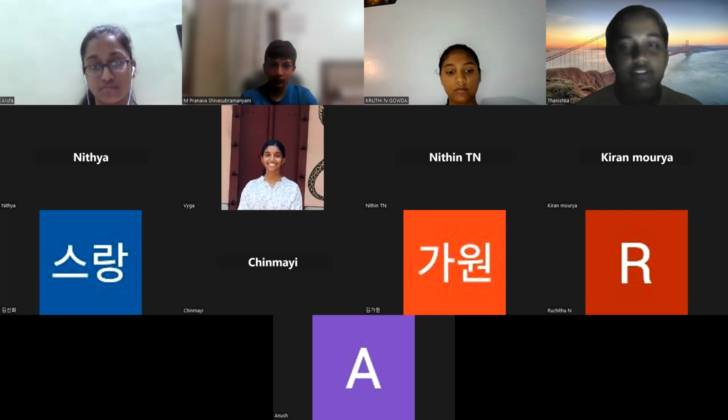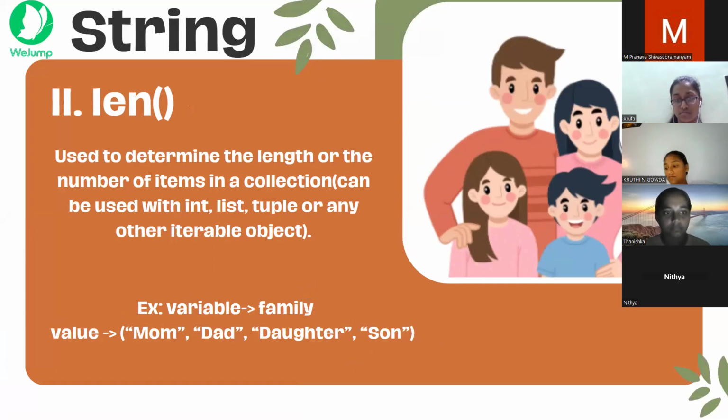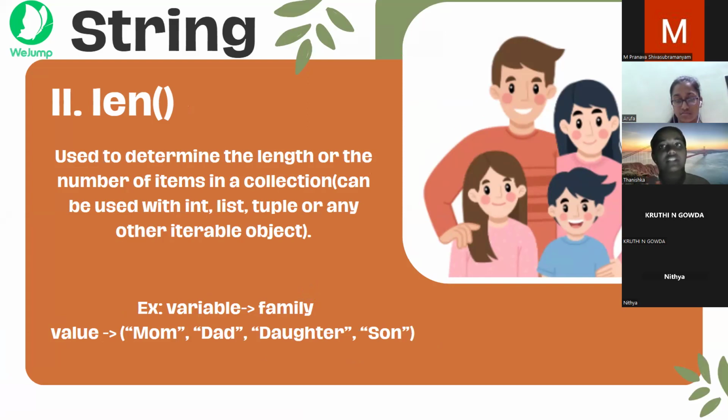Okay, then. So the next one. Just a second. So Alpha, you can show the length. Okay, so what Kruti meant was, using this length function, you can determine the length or the number of items in the collection. You can use it with strings as well as with integers. So there's another example. In your family, there are 4 members. When you use the length function, you can see how many items are there in this collection. And then next slide.